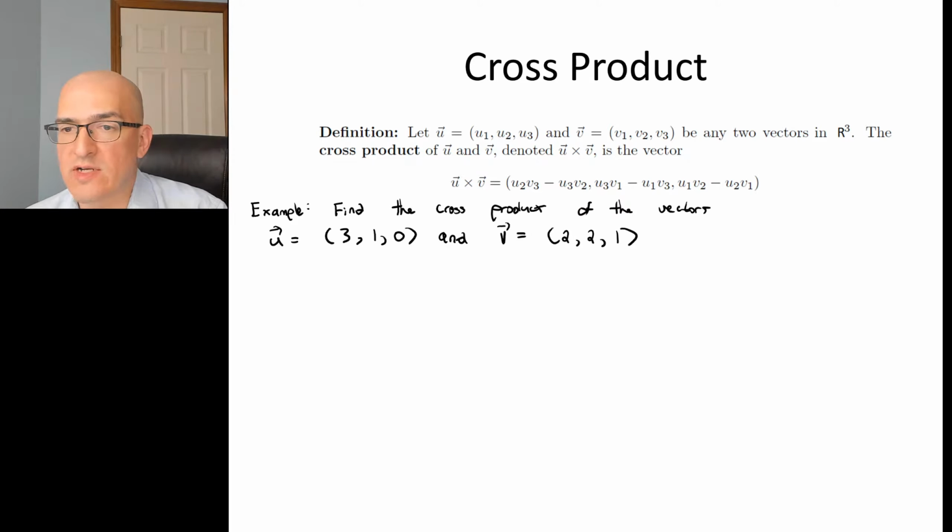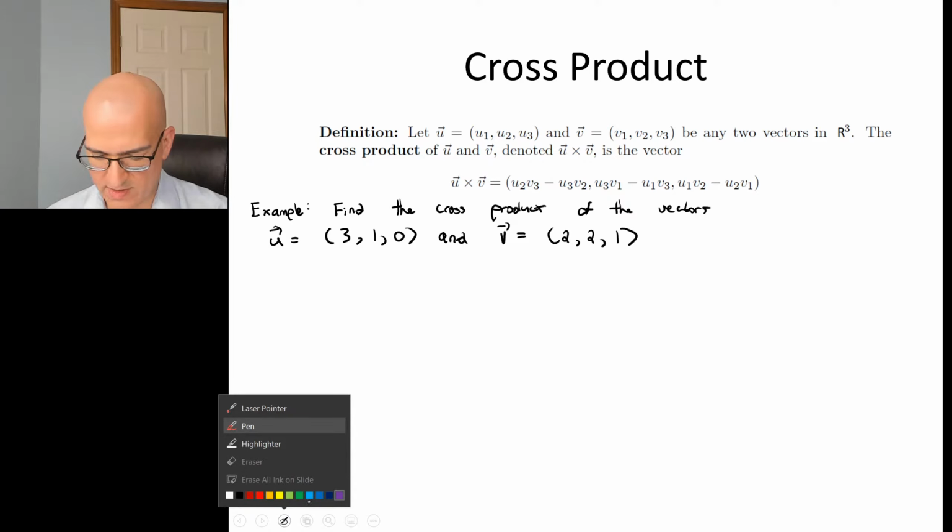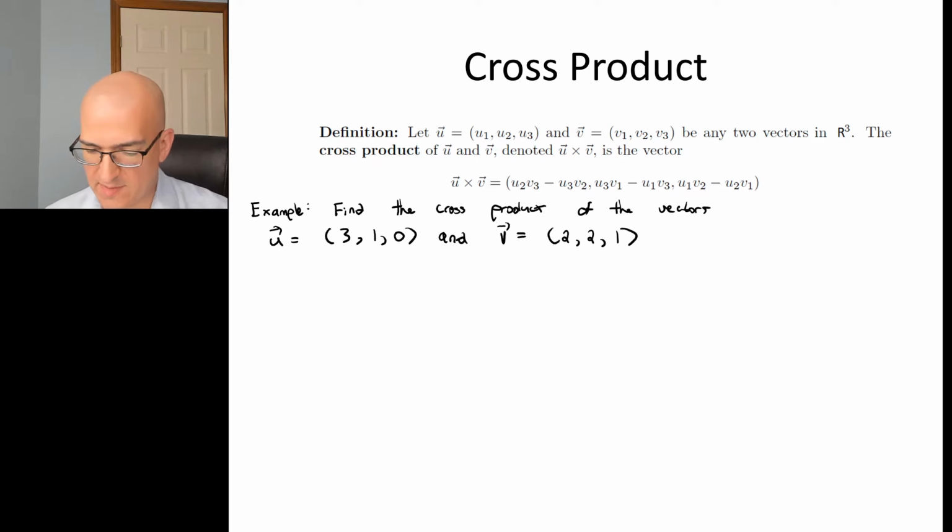Find the cross product of the vectors u is 3, 1, 0, and v is 2, 2, 1. So we're going to directly use the formula. We're not going to worry about what it means, or why we are doing this, or what this cross product is accomplishing. It's not the cos of theta, we already did that. Is it the sine of theta? Is it the tan of theta? Does it have anything to do with theta? Just wait.